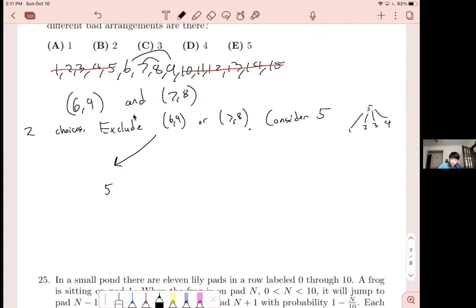So for excluding 6 and 9, that means that 1 and 4 can't be neighbors of 5. So the neighbors of 5 have to be 2 and 3. And now we have to order 1 and 4 over here. We can't have 4 over here because then we have a 6. So we have to put the 4 over here, and we have to put the 1 over here.